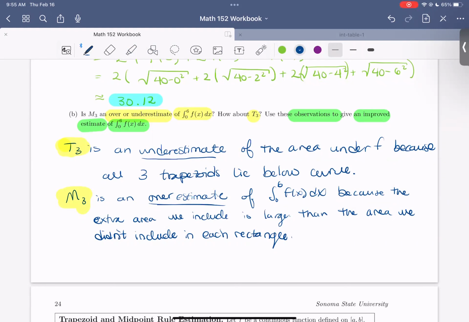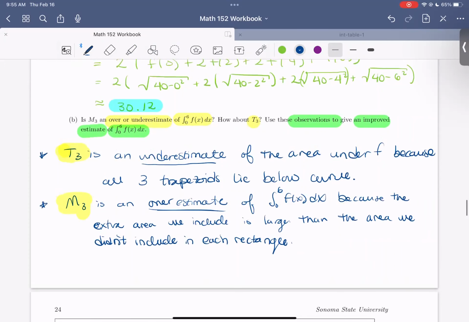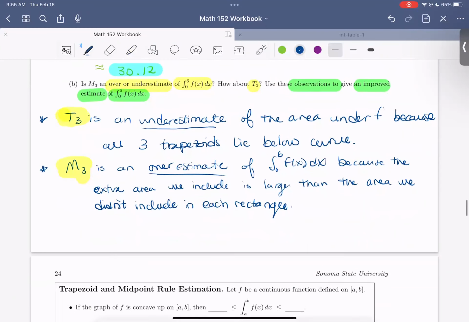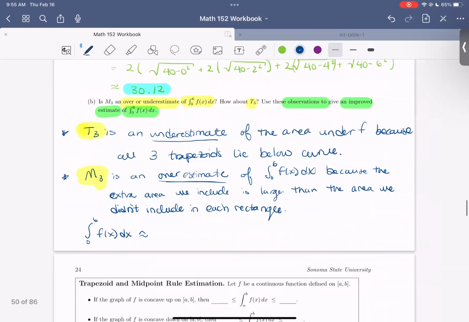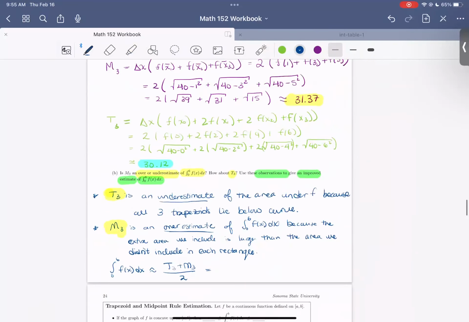So use these observations to get a more improved estimate. Well, because T3 is an underestimate, it's a little less than the integral, and M3 is a little bit of an overestimate of the integral, then to get a more exact value or approximation, we can just take an average. So average out this over and underestimate. So what does that look like? So we're going to take an average of T3 and M3.